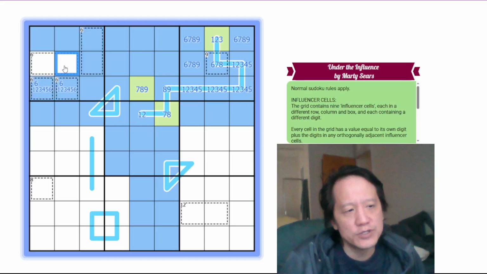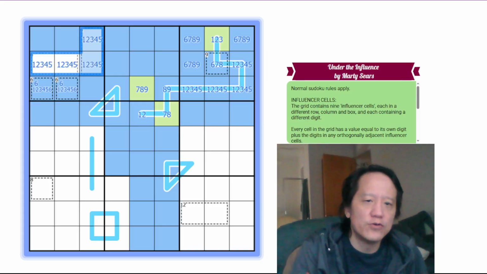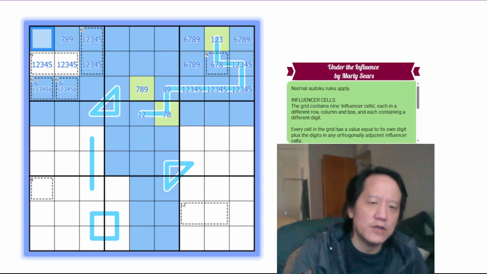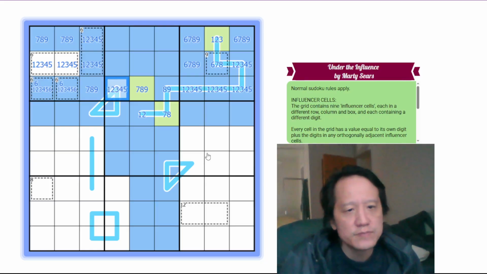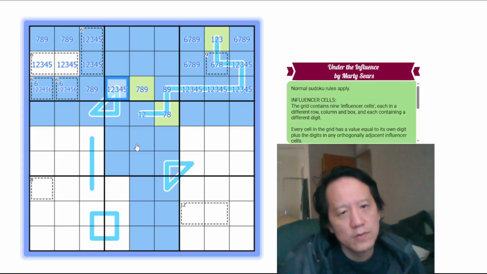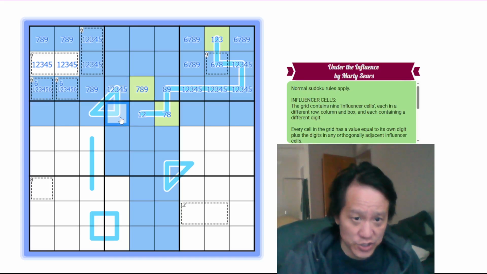If the influencer is here, that's going to be 3 cells surrounding this, which add to it. So this is definitely 1 through 6. These are 1 through 5. The remaining digits in the box are 7, 8, 9. That leaves this as 1 through 5. So the sum of these values is equal to this 1 digit, right?